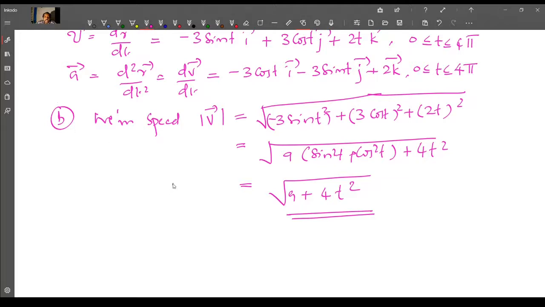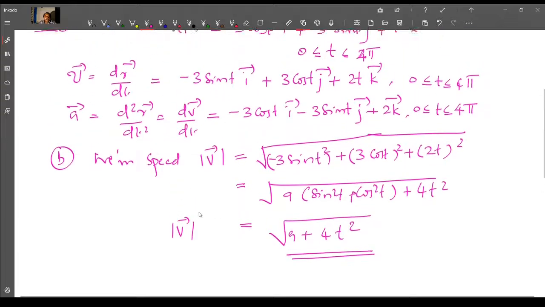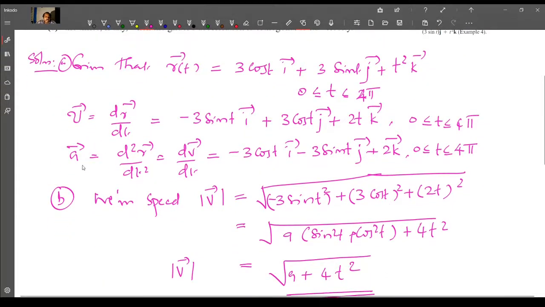So this is the speed at any time t. Modulus of v is equal to square root of 9 plus 4t square. Now you can do part c.